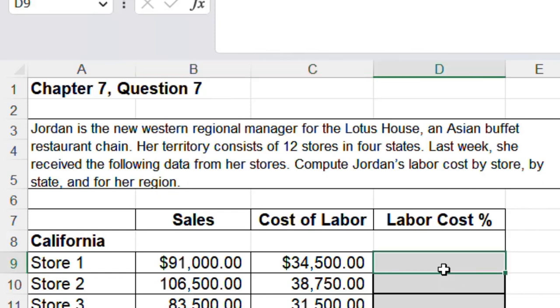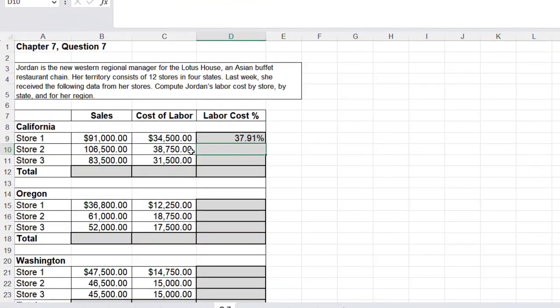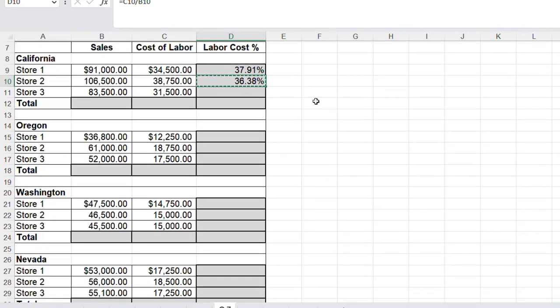All right, so again, to get our labor costs, we're going to take our cost of labor and divide it by our sales. So again, that's their cost of labor divided by our sales. All right, and this is a formula we can use for our entire chart here. Now we don't have any numbers at the bottom, so that's why we're getting the error, but that's okay, we'll fix that.